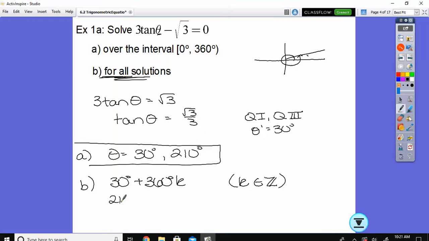You could do the same thing for the other one. 210 plus 360 degrees k. There are some other ways of writing it, some other tricks that sometimes work, but the easiest is just to keep it the plus 360k, and that'll work every time. What did you do to get that 210? It was in quadrant 3, so if you're in quadrant 3 and this reference angle is 30, to get the whole thing, you have to add 180 to it. Okay. Other questions?